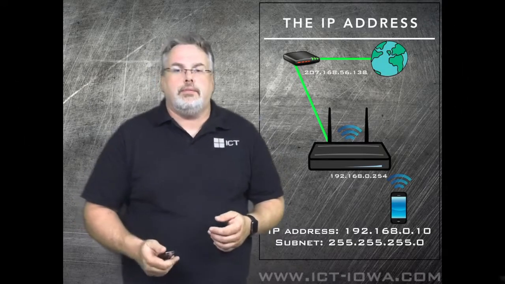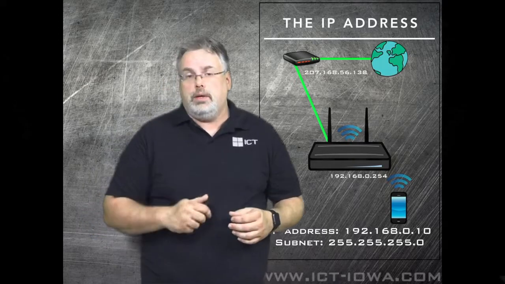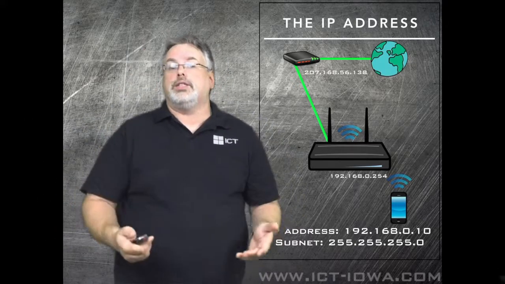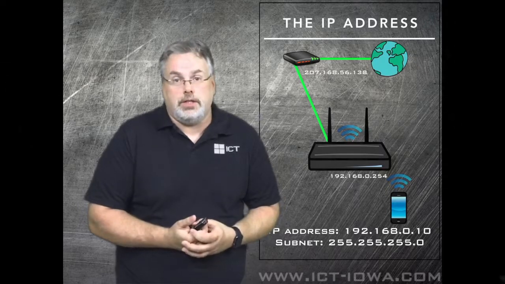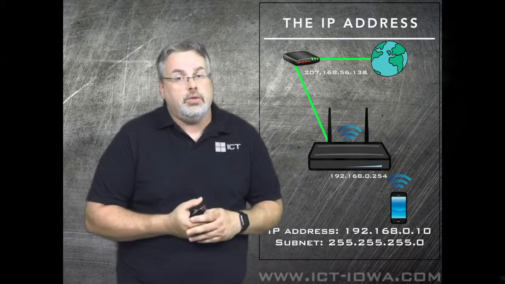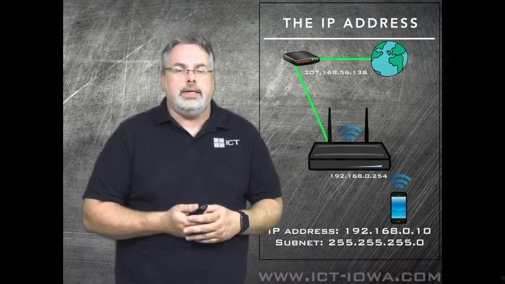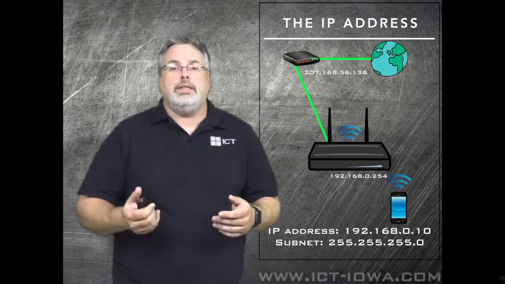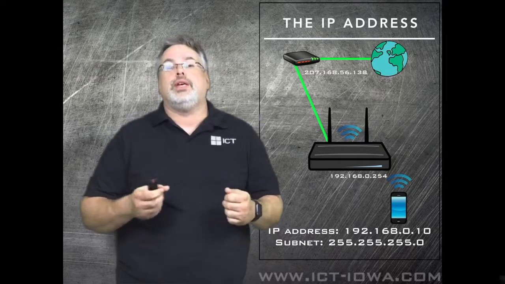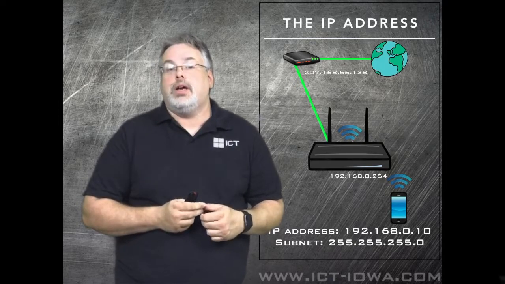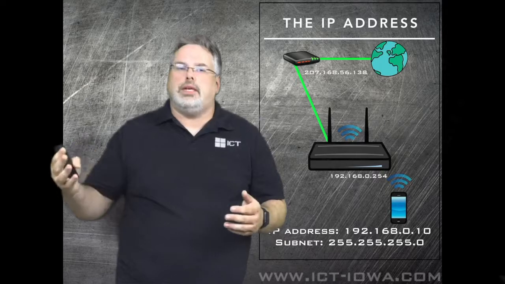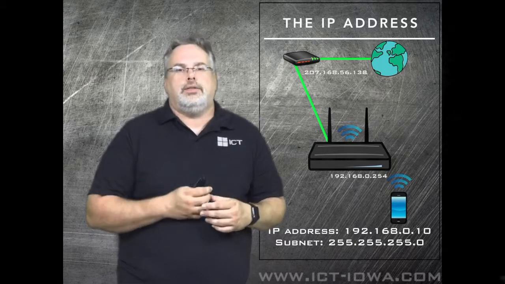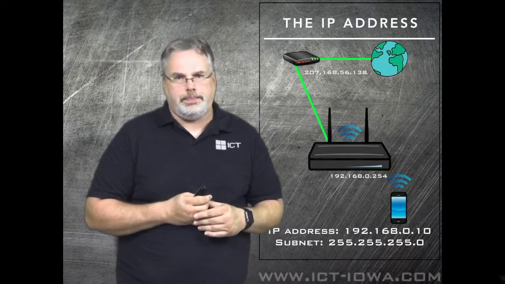Very similarly, the information we're about to send from this phone, which is 192.168.0.10, transmits wirelessly to the wireless router. That wireless router has an address of its own, which in this scenario is 192.168.0.254. Now that also sends its information all the way up to 207.168.56.138. That is the IP address of the modem that hooks up to the internet and is unique in the world. That unique address helps everything to work.